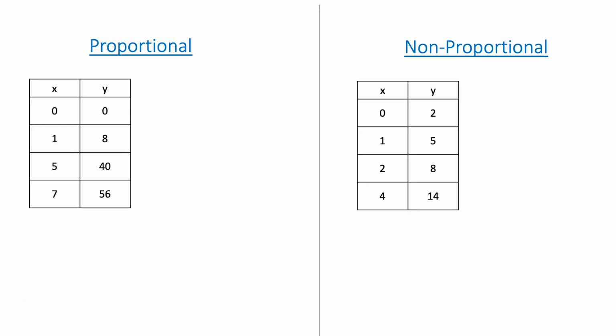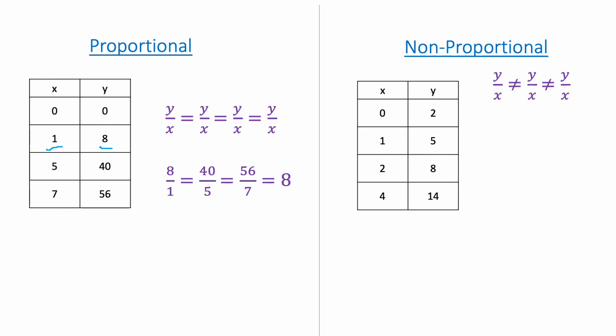Here are the tables. Let's look at how they're different. Proportional tables always have a relationship where the value for y divided by the value for x is a constant. 8 over 1, 40 over 5, and 56 over 7 all equal 8. These points were found on our table: 8 divided by 1, 40 divided by 5, and 56 divided by 7.